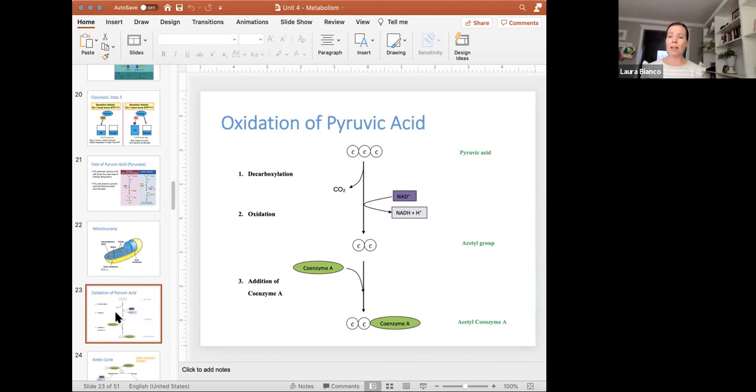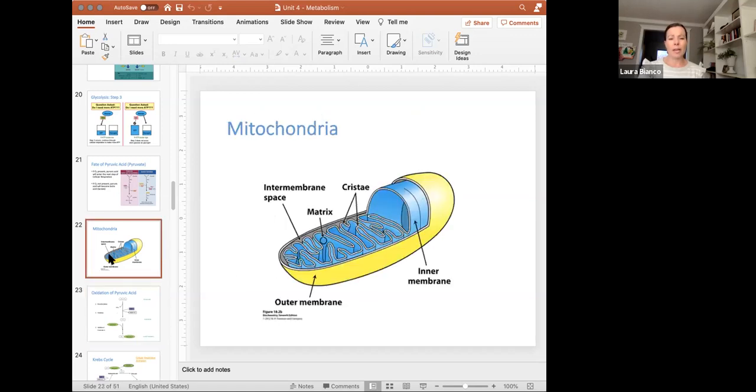This step, as well as the next 2 steps of cellular respiration, occur within the mitochondria. You might remember from A&P1, mitochondria are organelles that are found within your cells. This is what they look like. They have an outer membrane, which is shown in yellow, and they have an inner membrane, which is shown in blue. That inner membrane is folded, and those folds are called crista. There is a jelly-like substance that's found inside of that inner membrane, and that's called the matrix.